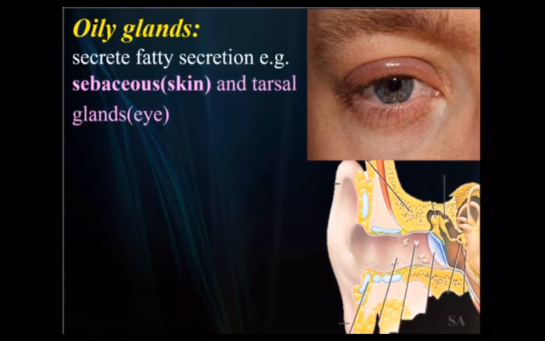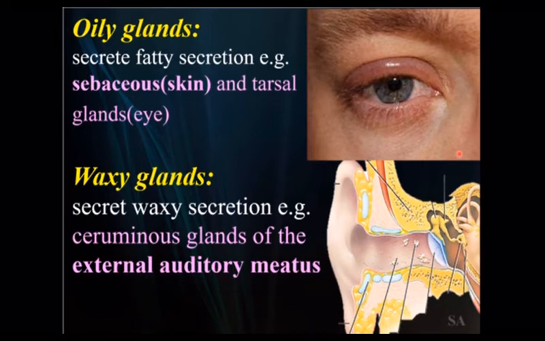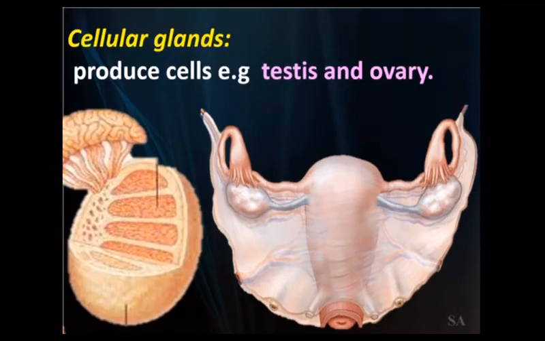Oily glands secrete a fatty secretion, like the sebaceous gland of the skin and tarsal glands of the eye. Waxy glands secrete a waxy secretion, for example, the ceruminous glands of the external ear. Cellular glands secrete cells, like the testes and ovary.